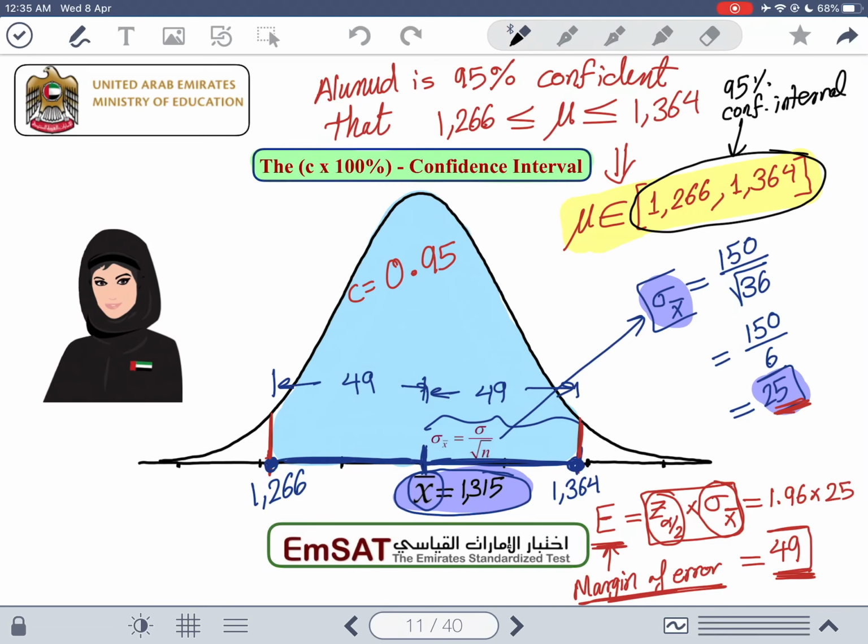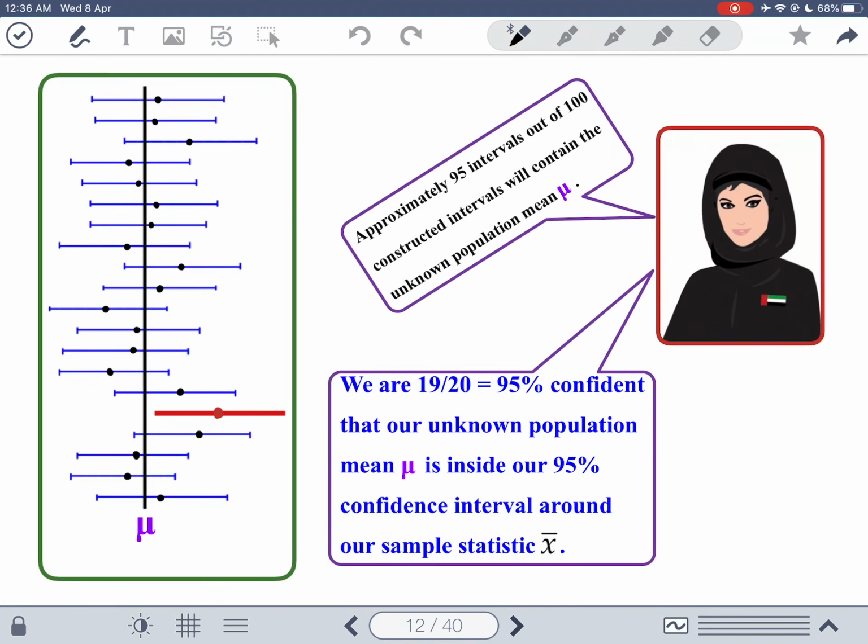So what does this mean? Now Leonids is 95% confident that the mu that we lost is going to be between these two numbers. So the mean of all the students in Zayed University on the MSAT is going to be anywhere from 1,266 to 1,364, and we are 95% confident of this. Very nice. So now, last thing Leonids wants to tell you before we take a break is she wants to make sure that you know how to interpret this result.